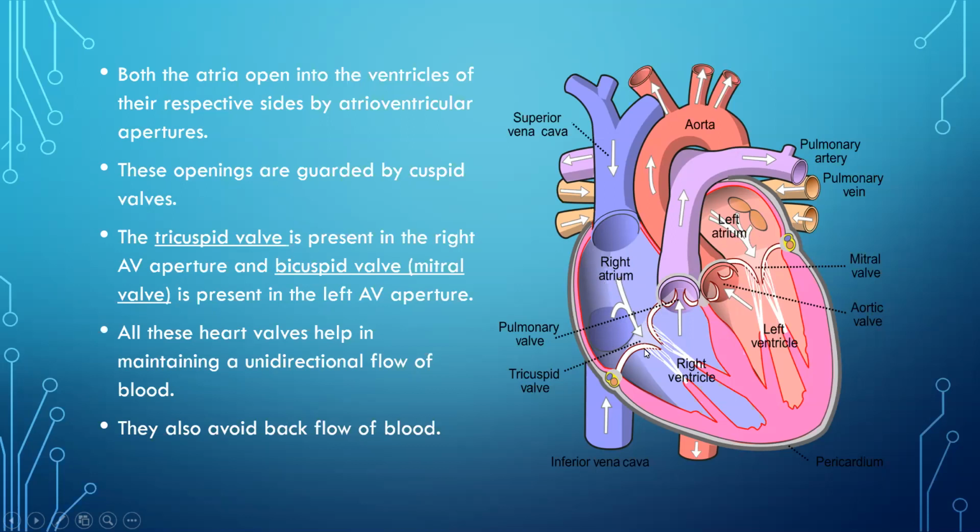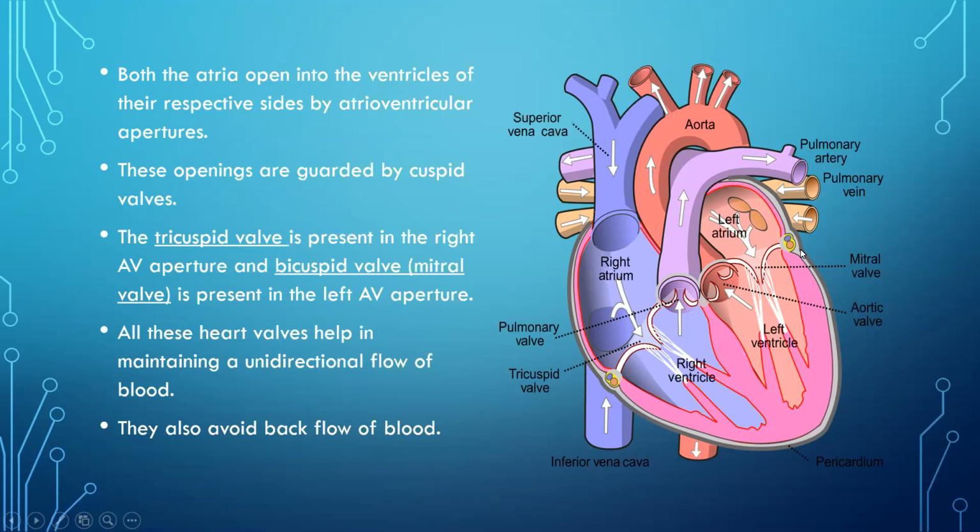This part is called the atrioventricular aperture. What is the atrioventricular aperture? The opening of the respective atrium or auricle into the ventricles. This is called the atrioventricular aperture. Now these apertures are guarded by cuspid valves.